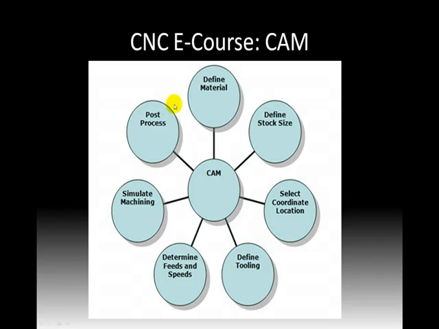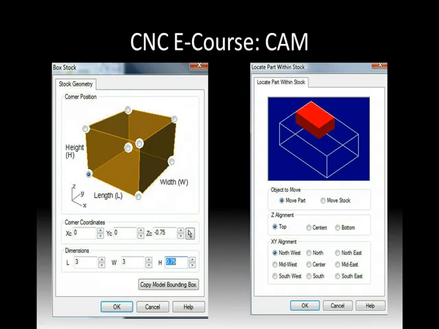Here I have a graphic of the various things that we need to do during CAM. Not all of these are done every single time, but this is the overview. We need to define the material, define the stock size, select coordinates, choose our tooling and our feeds and speeds. We need to simulate the machining, and then we need a post-process.